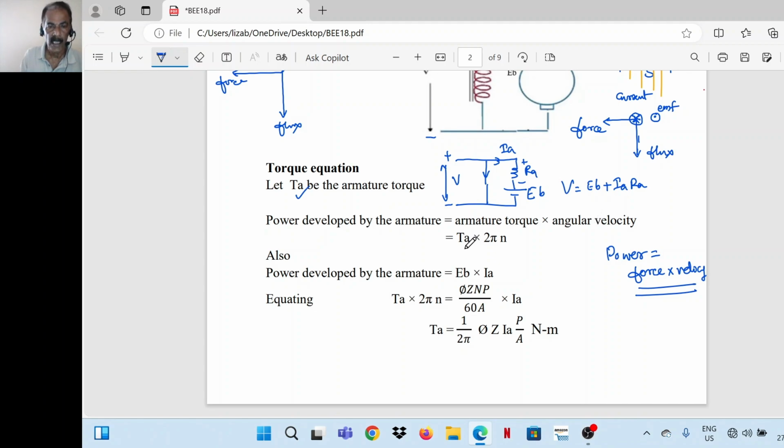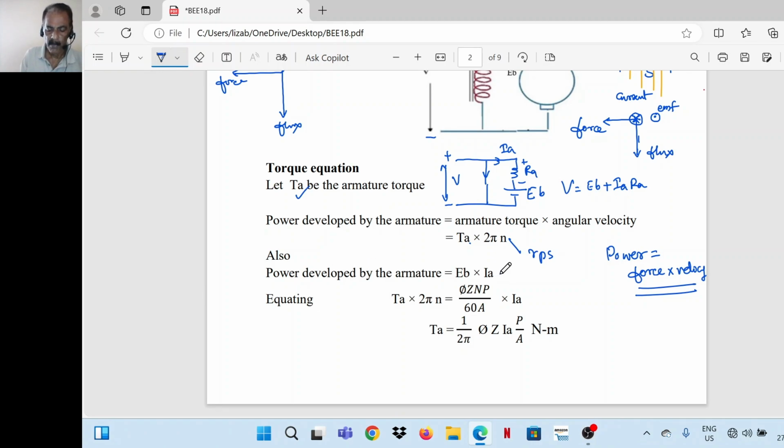So TA is the armature torque, into 2 pi n. N is the speed in RPS, so many revolutions per second. So TA into 2 pi n, that is the power developed by the armature. Power is equal to torque into angular velocity. So torque is armature torque, we are assuming as TA, and into 2 pi n. Here n is the speed in revolutions per second.